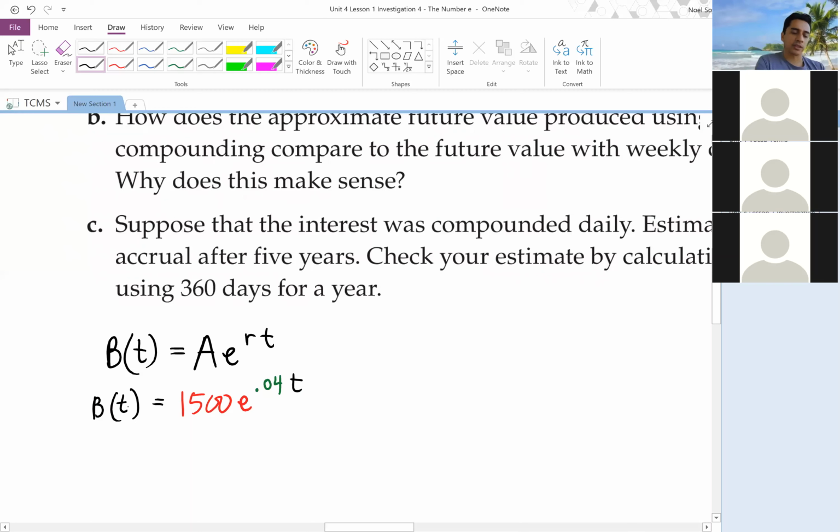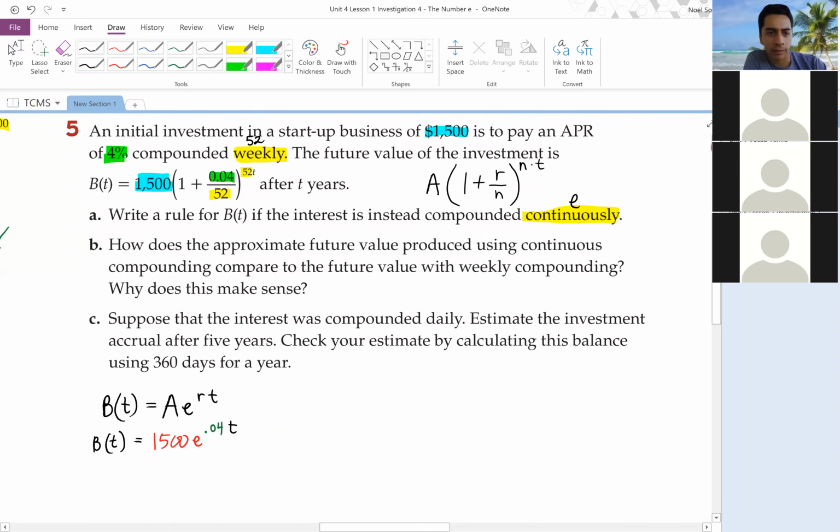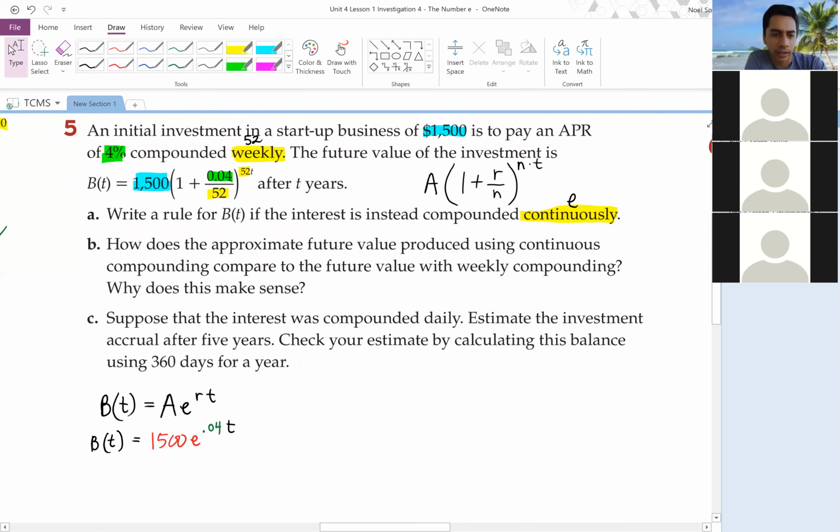The only difference is that it's in function notation. You see B of t because t is the input. If you were to change the input, you get the output. But that's the only difference. So there it is, the difference between the compounded weekly formula versus the compounded continuously formula. All right, any questions on that part? Pretty easy, I think.